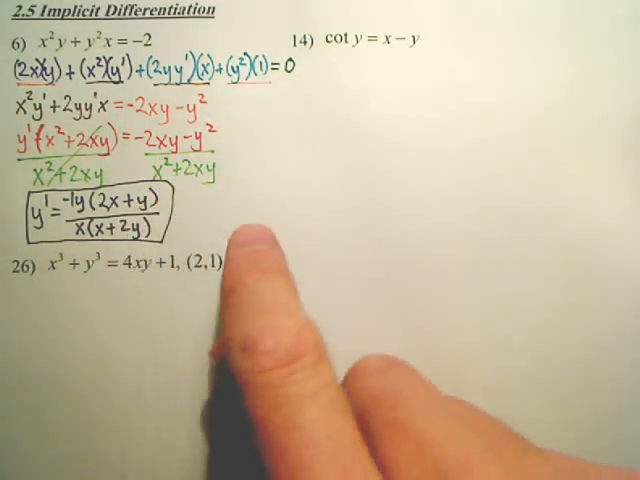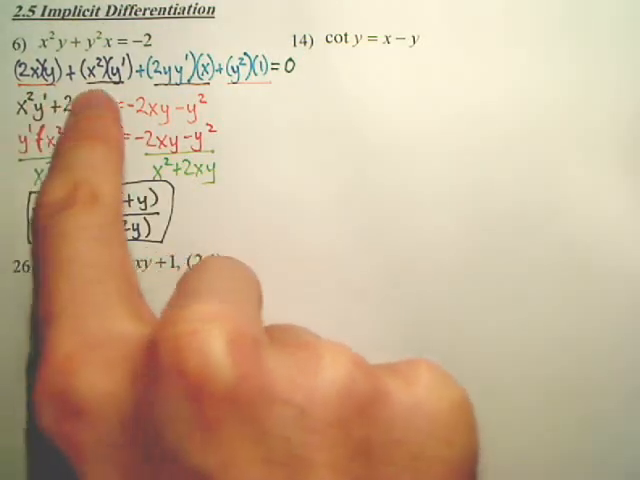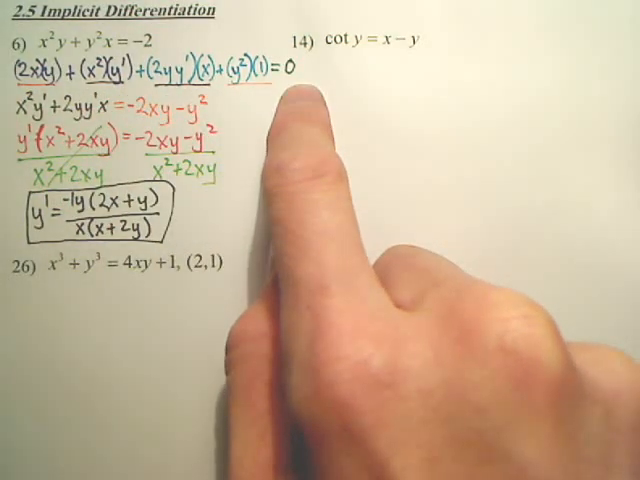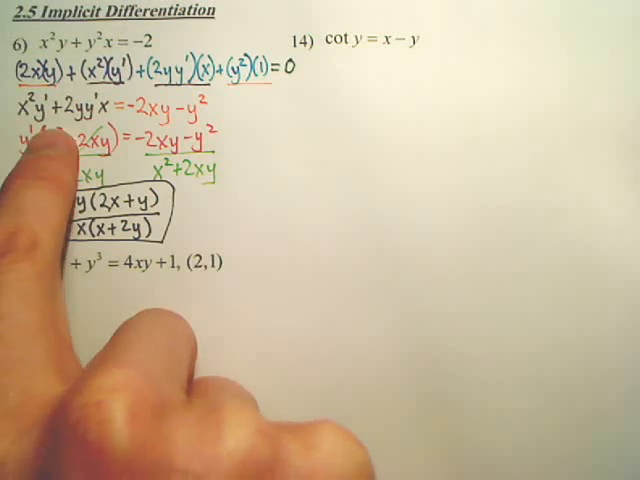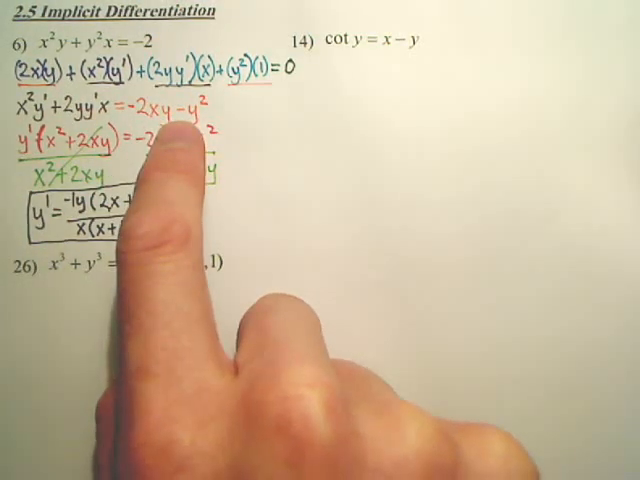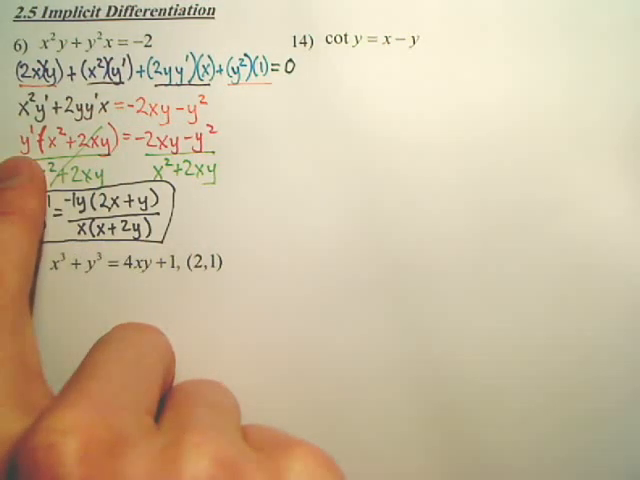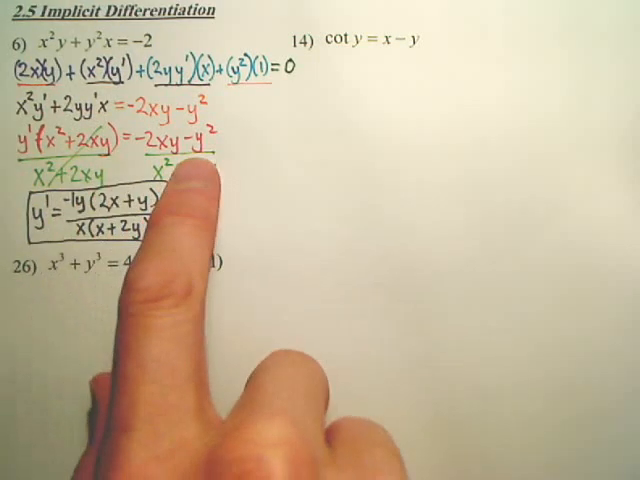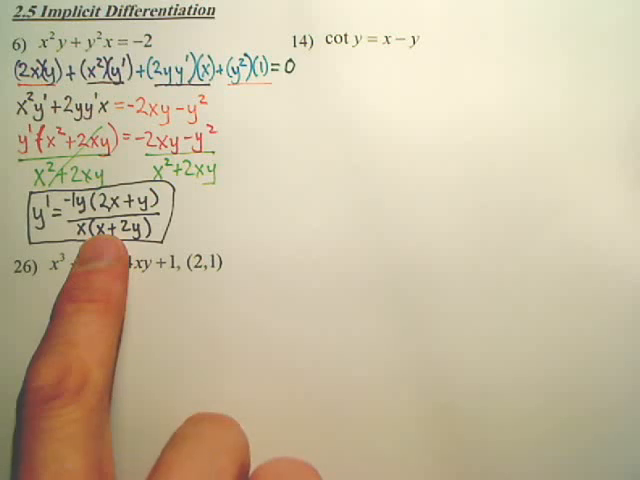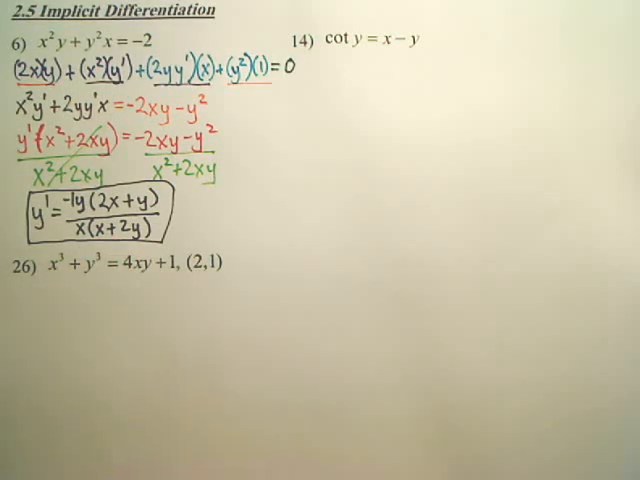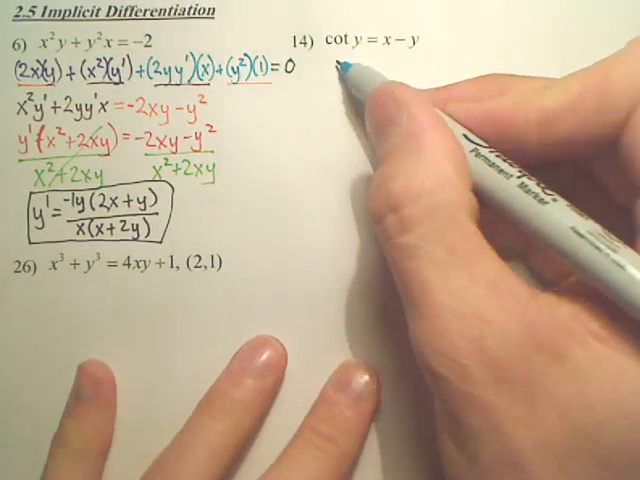So, again, our goal: derive everything where it's at, get y primes on one side, move everything else to the other side, GCF out, greatest common factor, out your y prime, divide it over, simplify if possible. Let's do it again. 14.